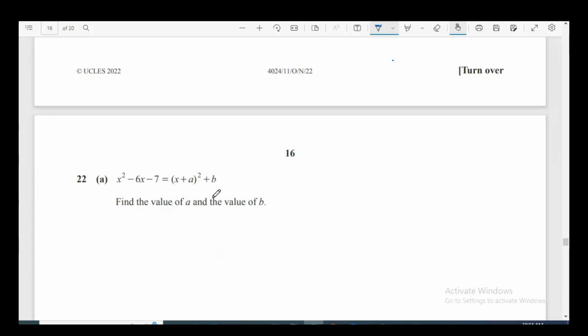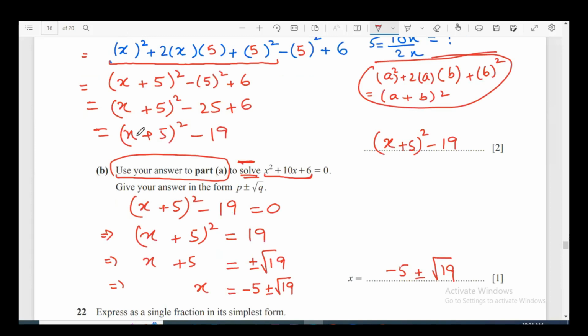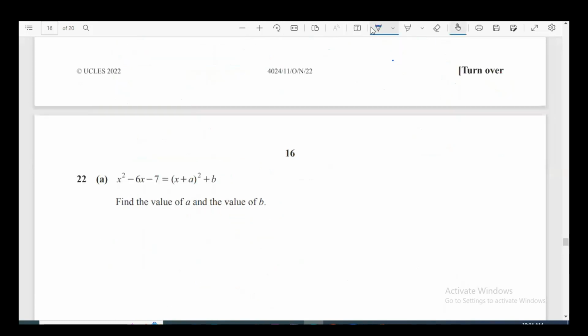So x square, you have observed in the previous paper, this form is the completed square form. Winter 2022, yes. First step is we have to write x square minus 6x minus 7 in the completed square form and then compare with (x plus a) square plus b. So start solving, attempting this part.